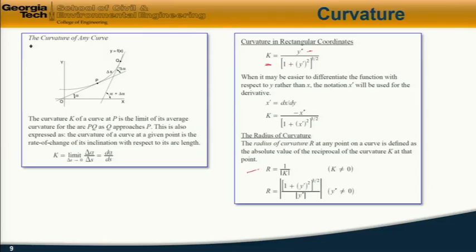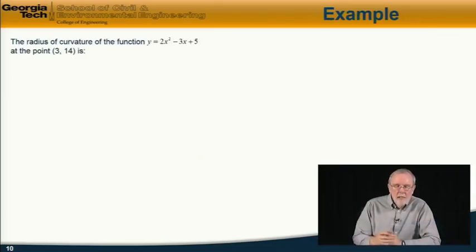And another very useful property is the inverse of that. The local radius of curvature, r, is 1 over the curvature, and therefore is given by this function. And the radius of curvature is always a positive number, so we just take the absolute value there. Let's do an example on that. The radius of curvature of the function y equals 2x squared minus 3x plus 5, evaluated at the point with coordinates 3 and 14, is which of these?